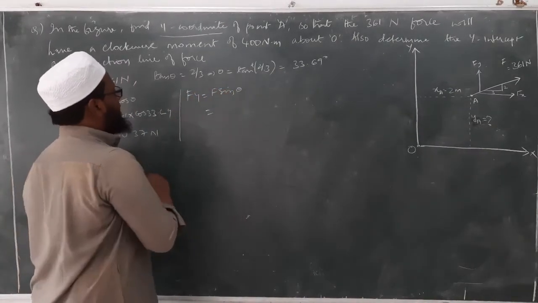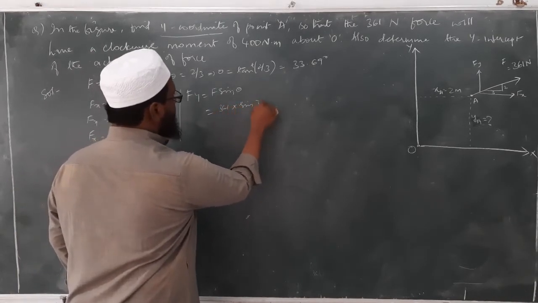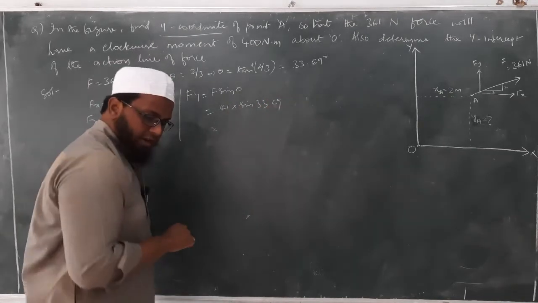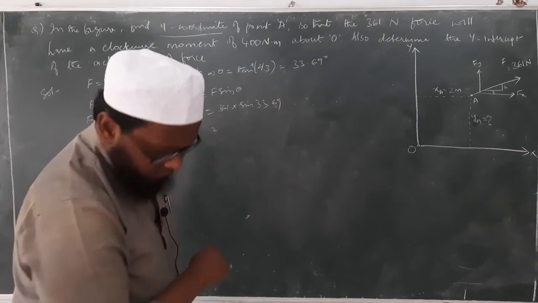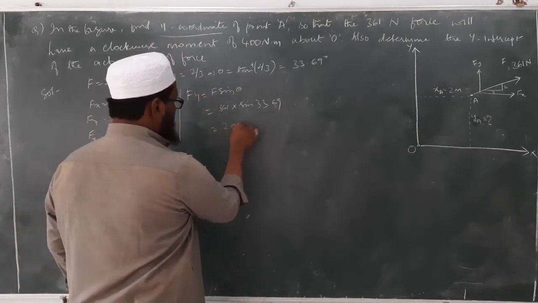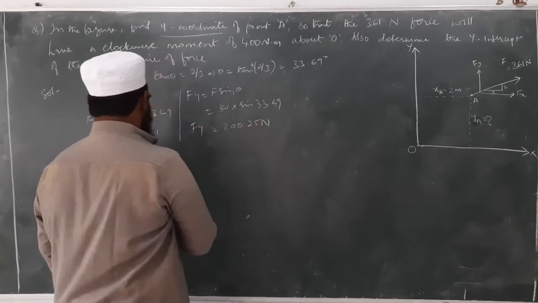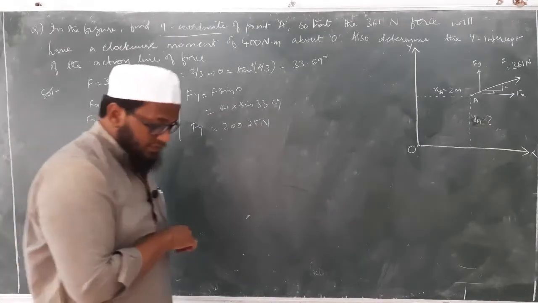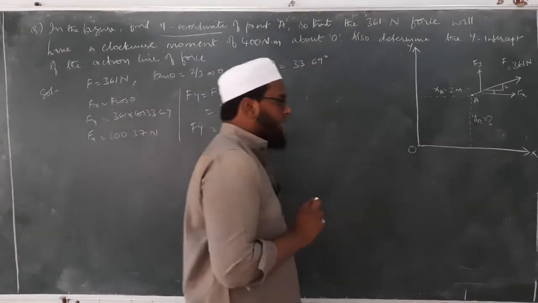What is the value of F we have? 361 into sine 33.69. You will be getting the value as 200.25 newtons. So this is Fy and Fx. Now we have to calculate this distance. So what we will do now, see here, I have to calculate moment about O.